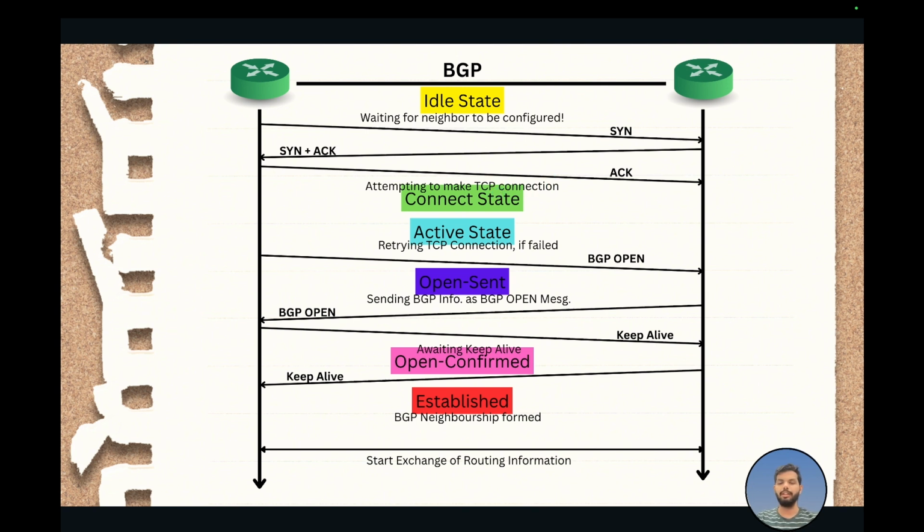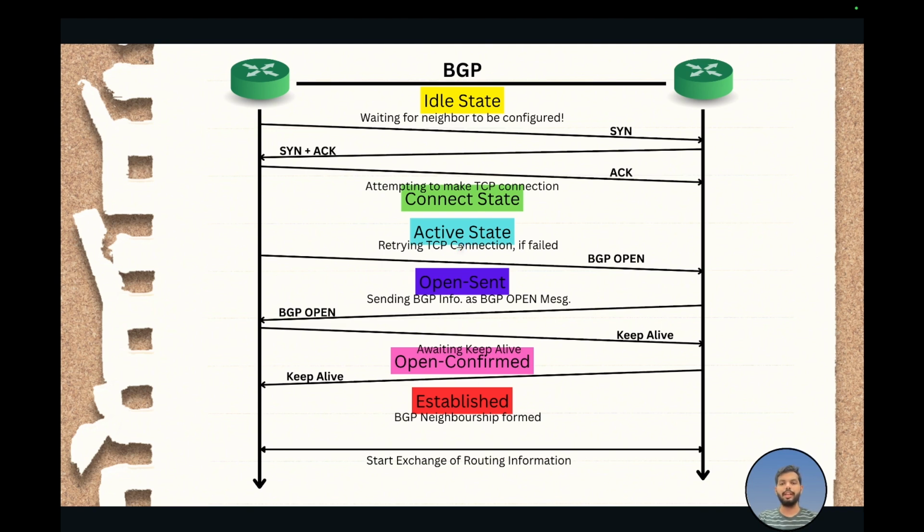The next state will be the connect state. The connect state tells you that both devices are trying to make the TCP connection. If we are yet to complete the TCP connection, it will remain in the connect state. Otherwise, if the connection is successful, it will go to the active state.